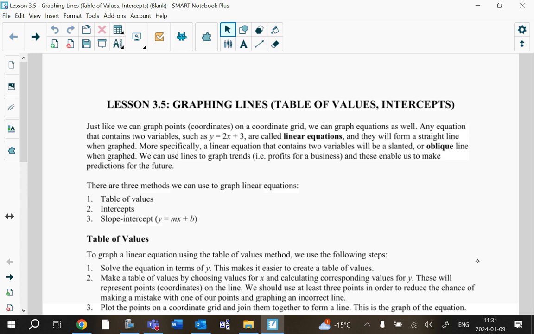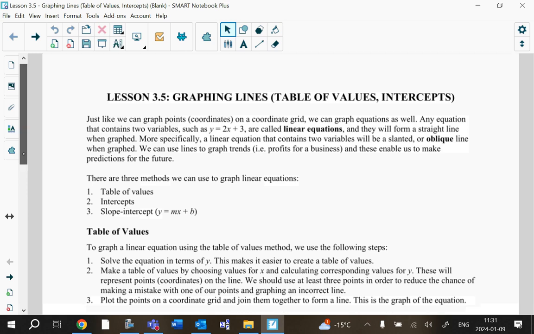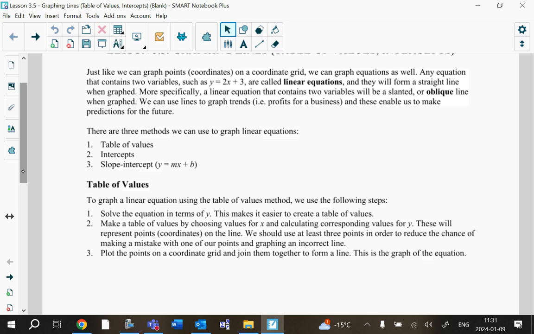A lot of what we do in life involves a relationship between two things. Okay? We're interested in the relationship between two things, and how do we show that relationship? We can show it using math symbols, otherwise known as algebra, or we can show it visually, otherwise known as graphing. So all we're going to do to start with is graph lines.